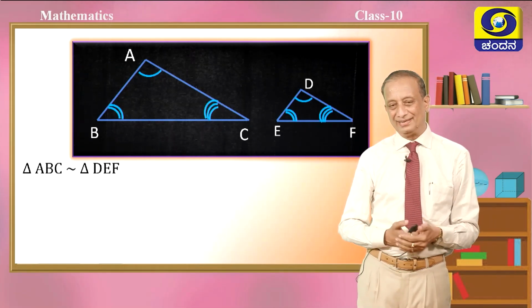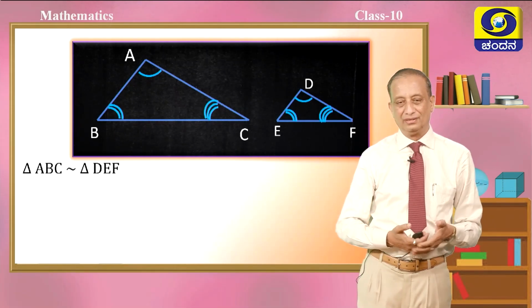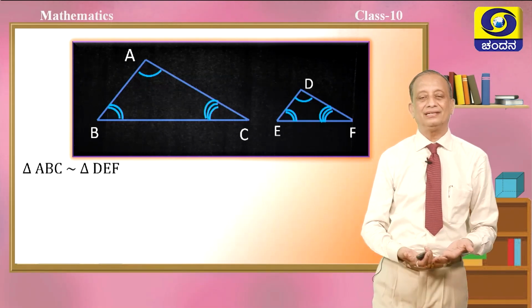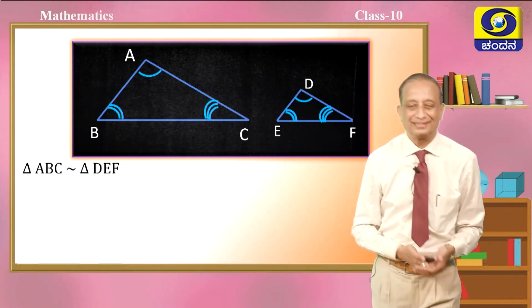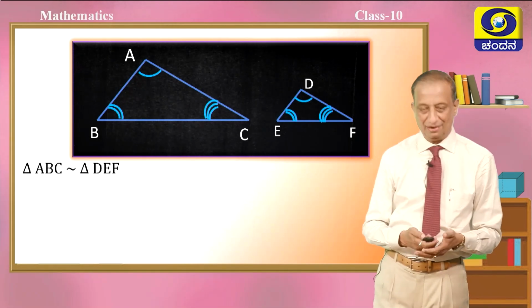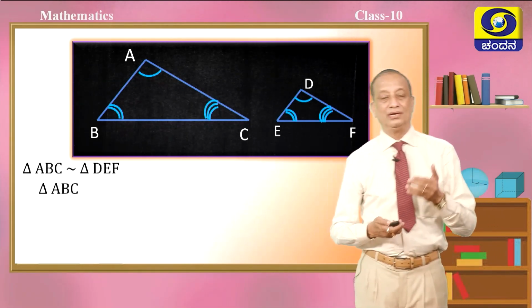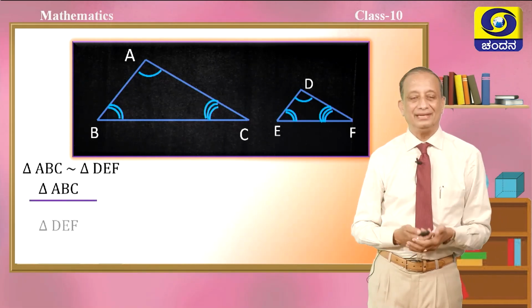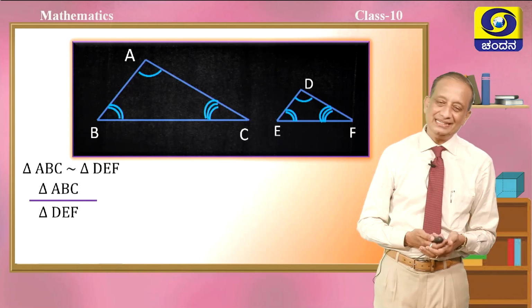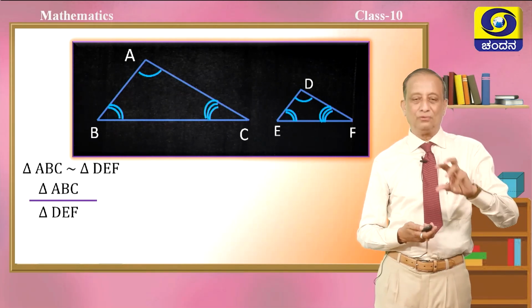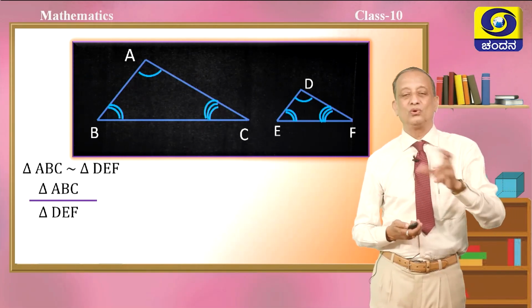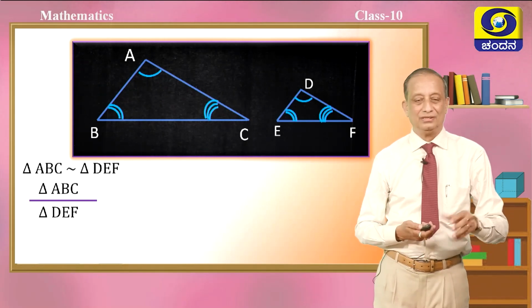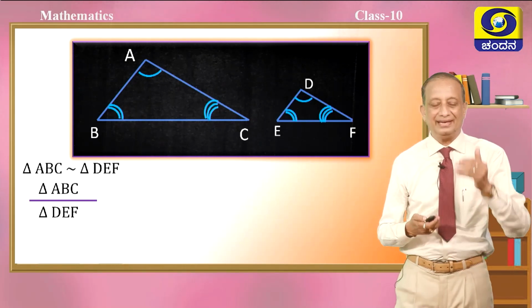Do you have any idea, children, how to find out the number of times the triangle ABC is larger than triangle DEF? For this we have to divide the area of triangle ABC by the area of triangle DEF. So, this is how we can compare 2 quantities of the same kind. This is called writing a ratio.